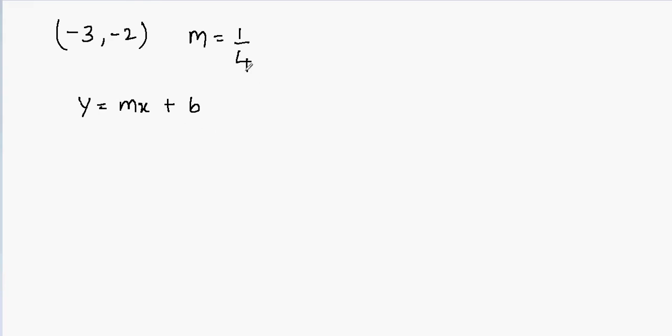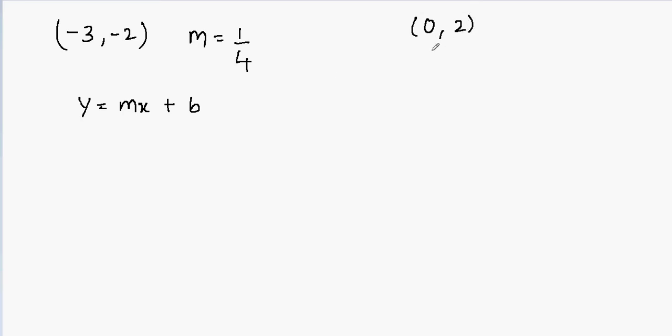Now, I'm already given the slope, which is 1 over 4. So I can plug in the value of the slope in this formula. Now, how about the y-intercept? So many students are confused about what the y-intercept is. You have to remember that the y-intercept is always written as 0, comma, something. Suppose the y-intercept is 2, it is written as 0, comma, 2.